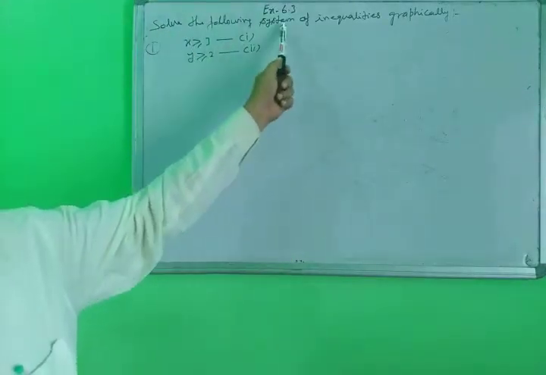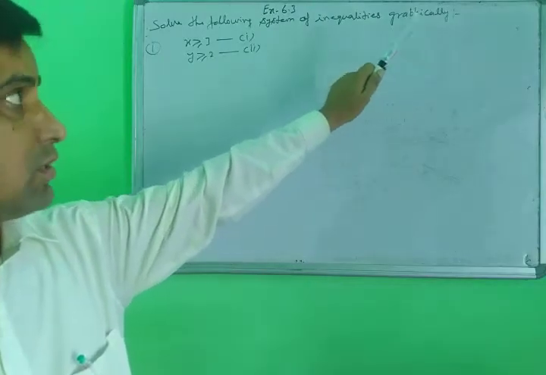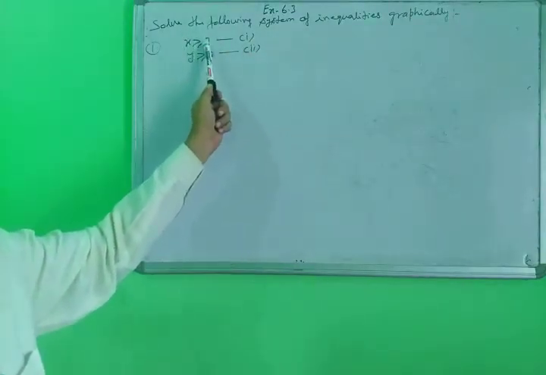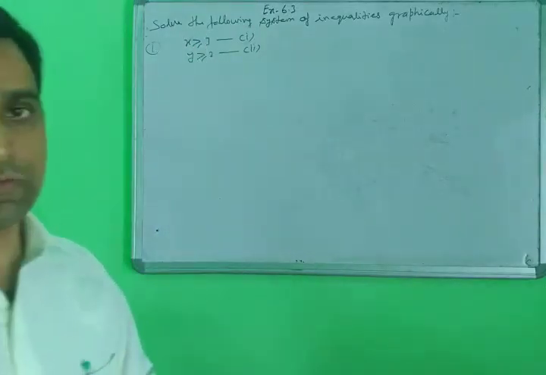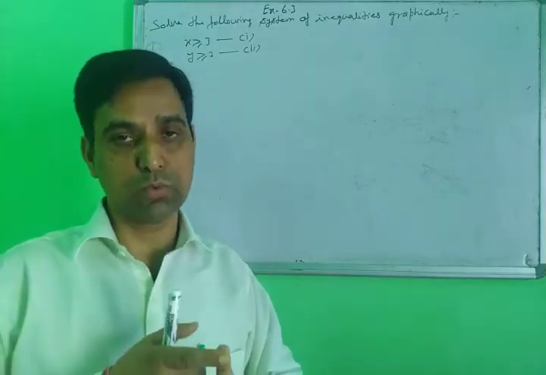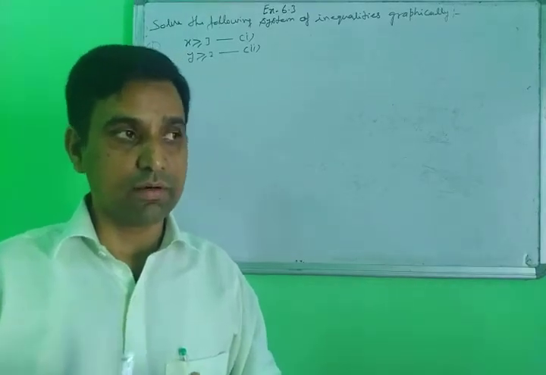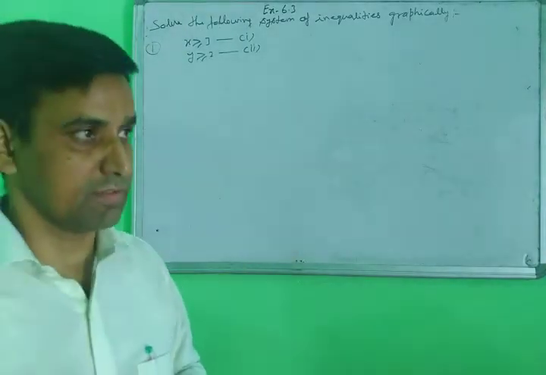Solve the following system of inequalities graphically. Here there are two inequalities: x greater than or equal to 3, y greater than or equal to 2. Two different inequalities mean we will draw two graphs here. One inequality is one graph, two inequalities two graphs, three inequalities then three graphs. The graphs depend on the inequalities. Now start the solution.